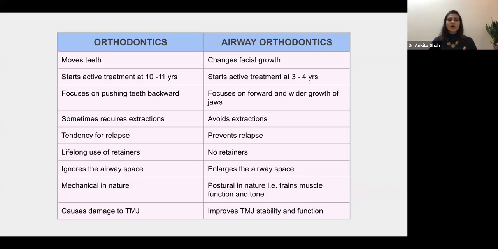As we already saw how orthodontics has ignored the airway space, and how it has also damaged the TMJ, airway orthodontics focuses on the airway space. Because we are correcting the skeletal malocclusion, it is going to improve your TMJ stability and function.